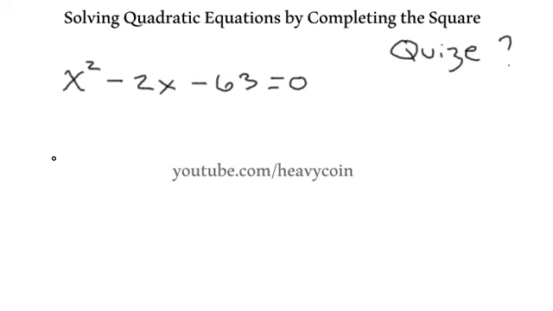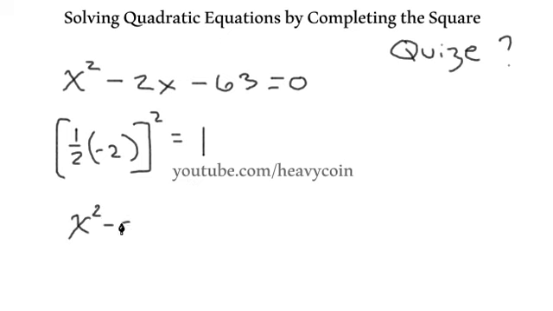Alright, I guess I'm going to go ahead and work this out. Okay, so first thing I'm going to say is a half times negative 2 squared. Remember that negative 2 comes from here. So that just becomes a 1 right there. And so we have x squared minus 2x and we have a blank minus 63. And of course, what we plug in the blank right here is this 1. But we must write a minus 1 right there.